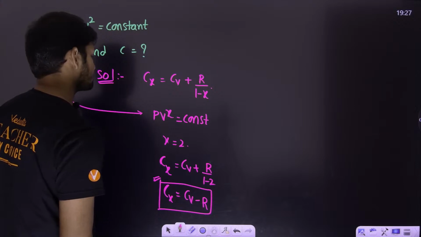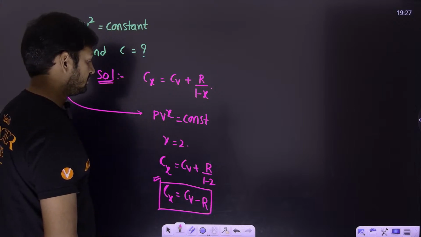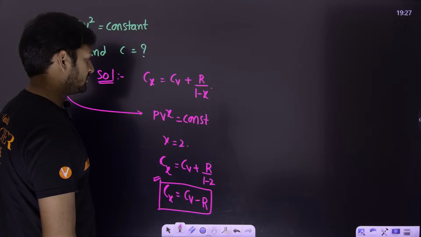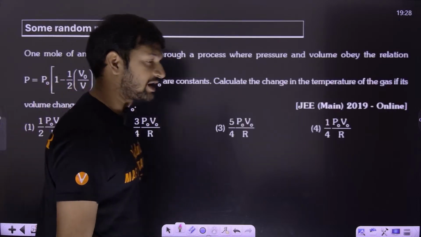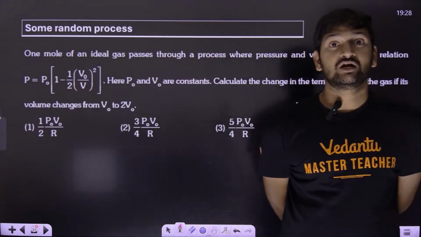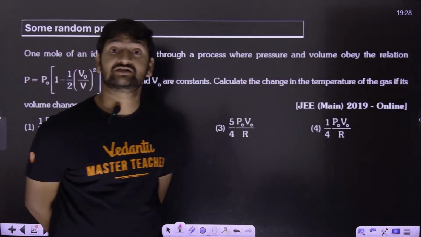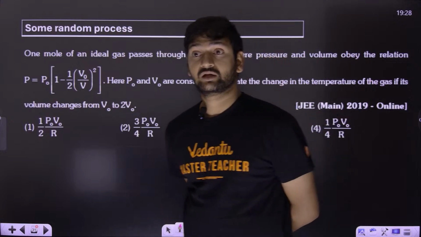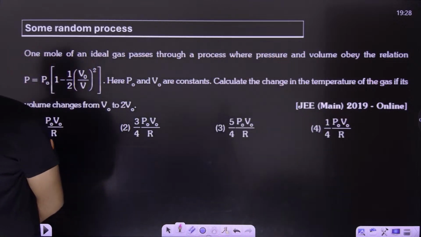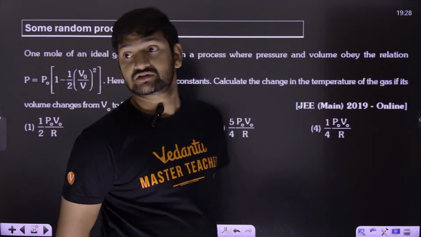I would like to go slightly deeper, but on mains level, I don't think it is needed. Okay, leave that. Some random processes. It's not mandated that every time you come across polytropic only, PV power x is equal to constant. So I have taken some random process.